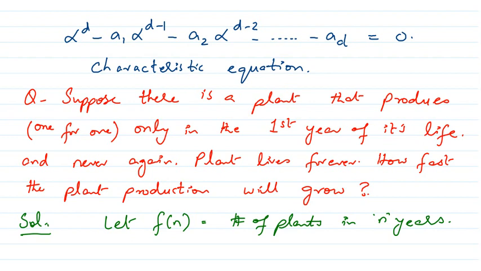We can very well see here that f of 0, that is at the 0th year when there was nothing at all, we are not going to have any plant, that is 0. After 1 year, it is going to produce one plant in the first year of its life, and that plant is going to live forever. So in the first year, f of 1 is going to be 1.